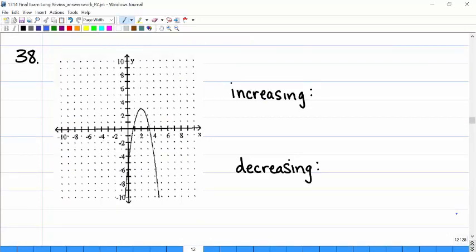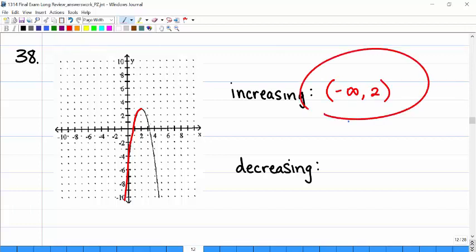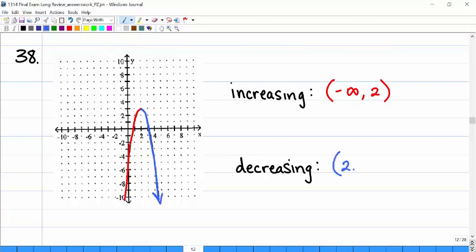Number 38, I'm given the graph of a function and I'm asked to state the intervals where it's increasing and decreasing. So from left to right, when I'm going up, I am increasing. Again, from left to right, going up, I'm increasing. So that's from negative infinity to 2. These are x values. For decreasing, from left to right, that's when I'm going down. So I'm going down from x equals 2 to infinity.